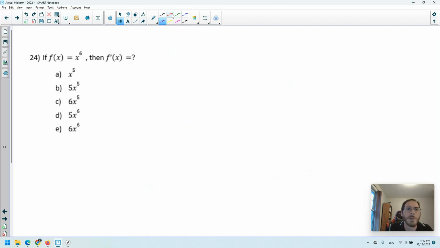24, we find the derivative for x to the 6th power. This is a power rule one. So 6x, 6 minus 1 is 5. So 6x to the 5th.